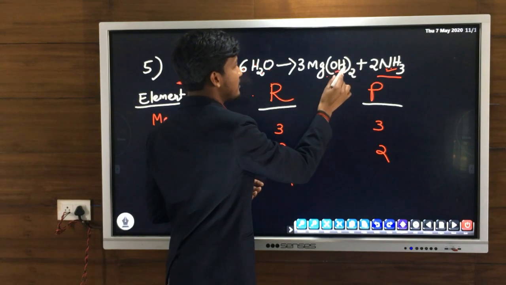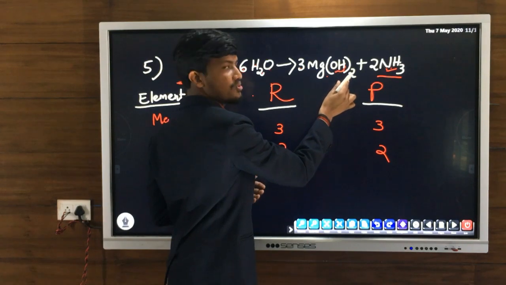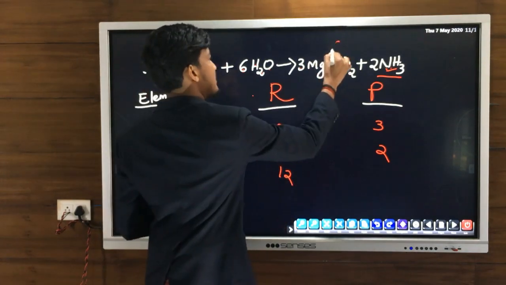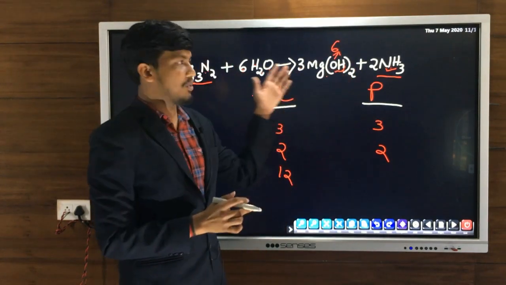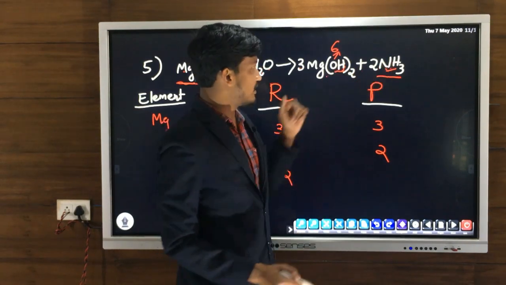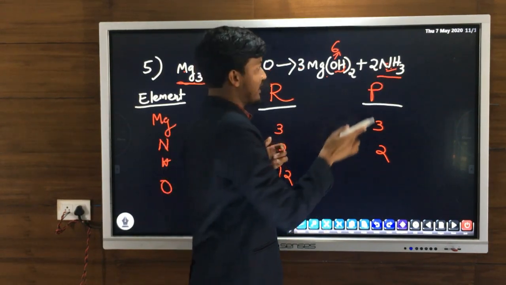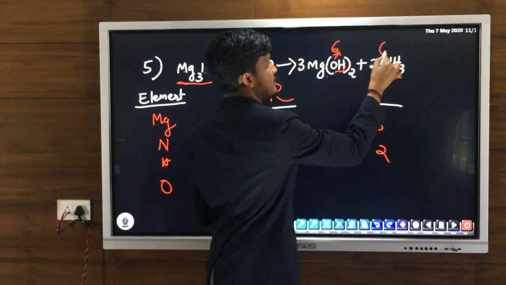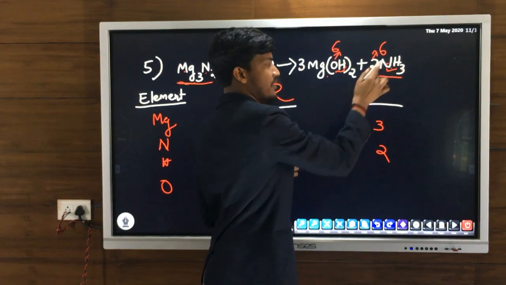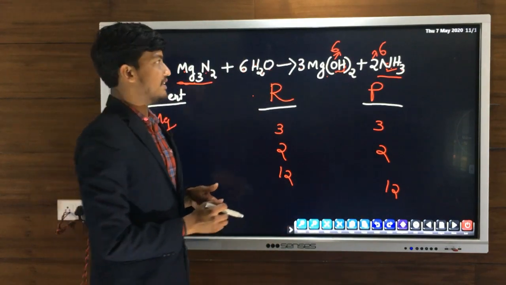So 3 OH means H1, so 3 into 1, 3, then 3 into 2, 6. So 6 hydrogen atoms from the first product. Then don't write 6 here, because hydrogen is also present in the second product. See, in NH3 there is a hydrogen atom. Now from NH3, how many hydrogen atoms do we get? 2 into 3, 6 hydrogen atoms. So 6 hydrogens from Mg(OH)2 and 6 hydrogen atoms from NH3, 6 plus 6, 12. So 12 hydrogen atoms on the product side.